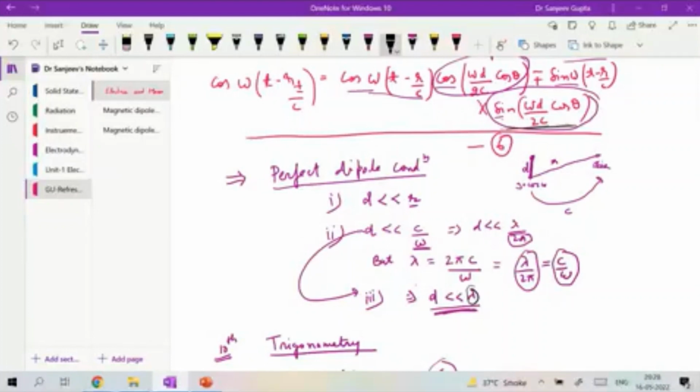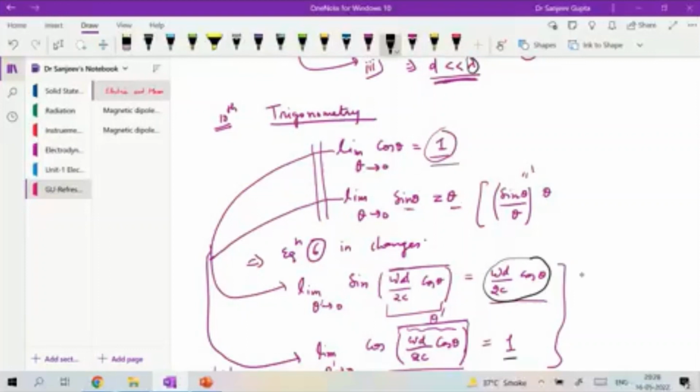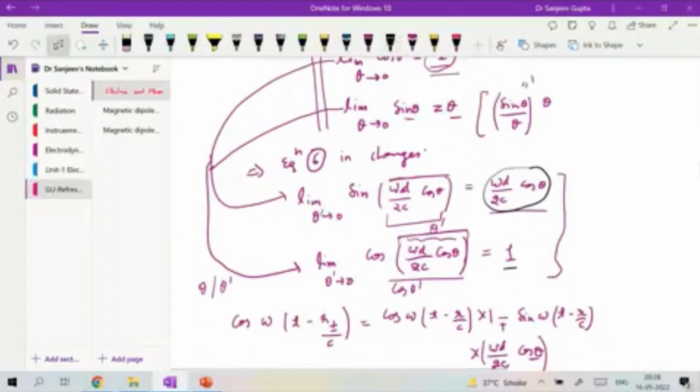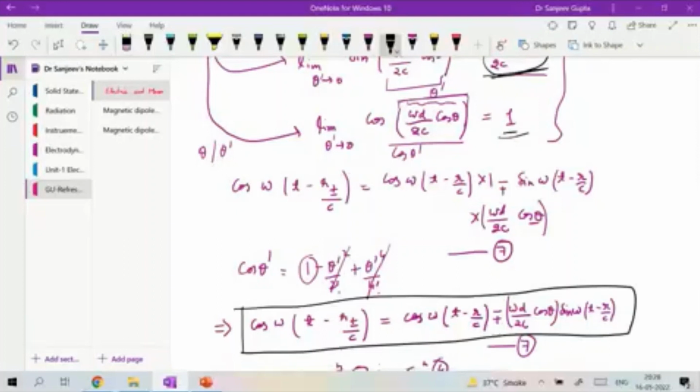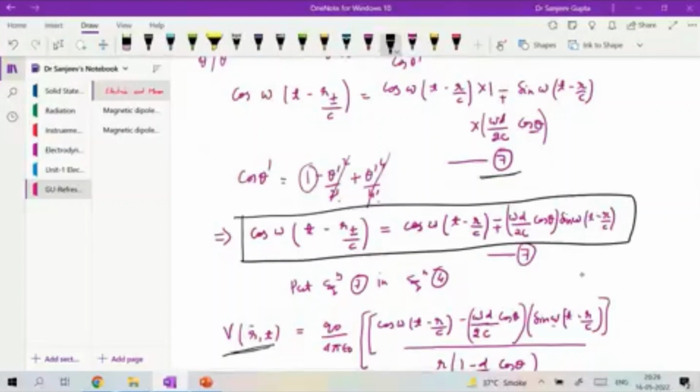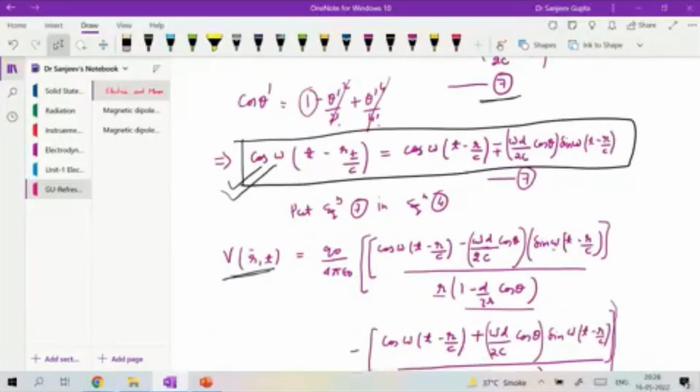So using this concept, I'm putting cos theta as 1 and sin theta as theta. So sin theta becomes theta and cos theta becomes 1. When I put this in expression number 6, I get equation number 7, and in equation number 7 you can have it this way. Once you know equation number 7, you can just put it in equation number 4, the retarded potential, and then you can calculate the retarded potential.